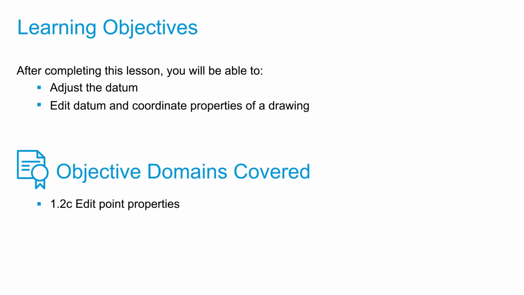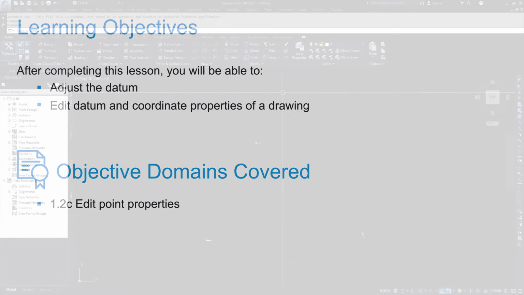In this video, we're going to edit some point properties. Specifically, we're going to adjust the datum of the points that are in this drawing, and we're going to edit the datum and coordinate properties of the drawing itself.